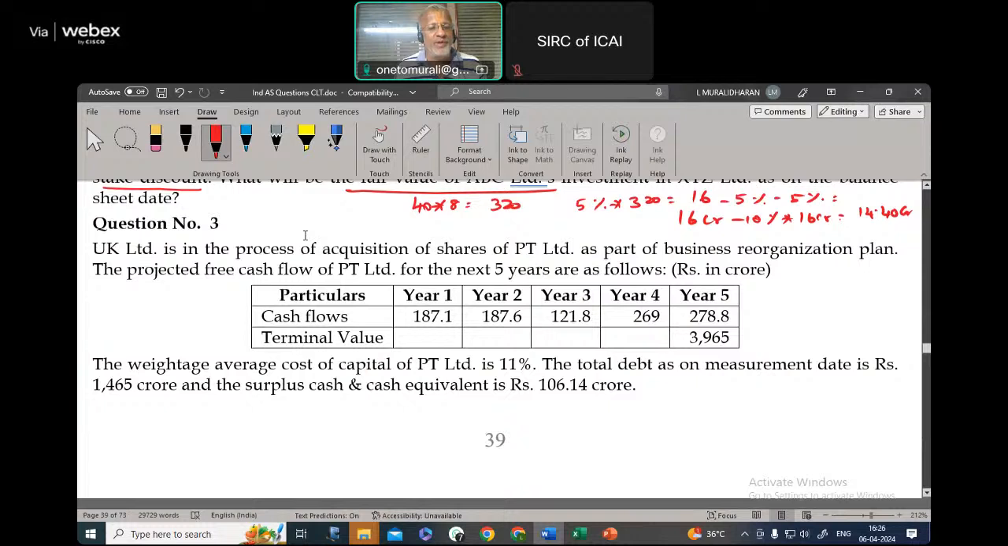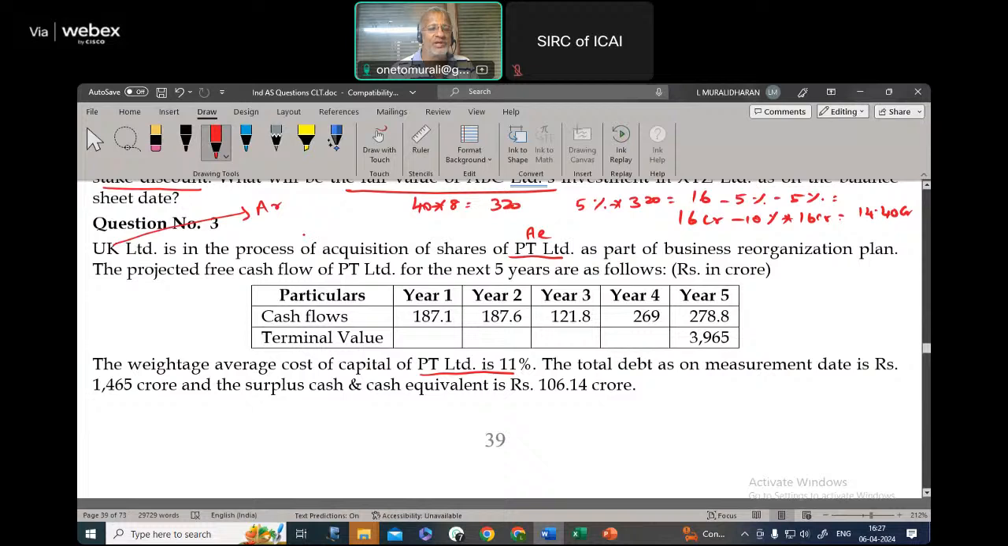UK Limited is in the process of acquisition of PT Limited. So acquirer, acquiree, as a part of business reorganization plan. Projected free cash flow of PT Limited for the next 5 years given, and terminal value they themselves had provided at 3,965, and the average cost of capital of PT Limited is 11%.